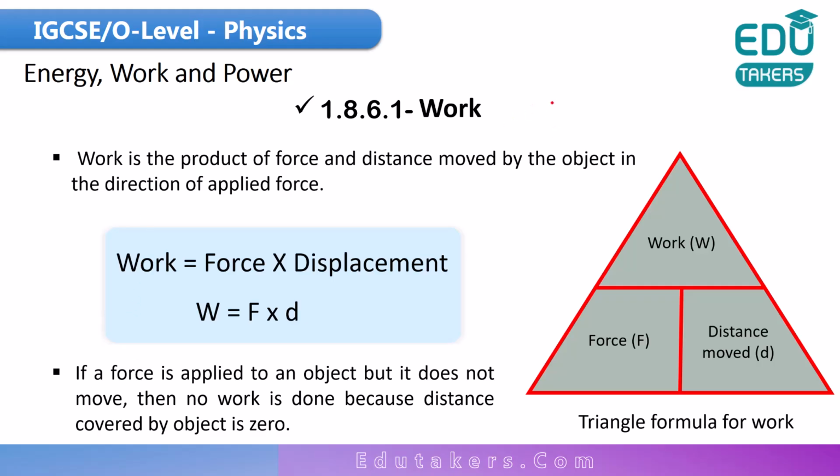First of all, suppose there is an object placed here, and you apply a force on this object. Then this object moves and changes position. Initially, the object is at this position. Now when the position is changed, the object covers a small distance d. The product of this force and the distance in the direction of the applied force is called work done.